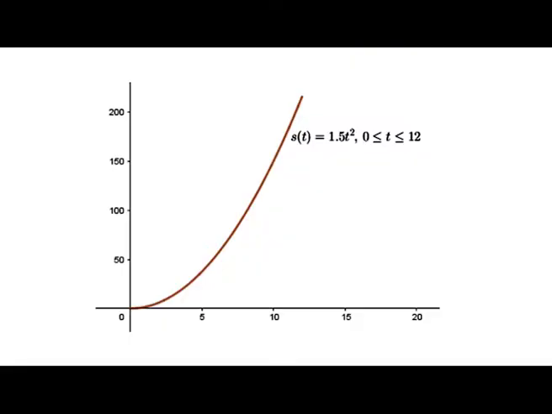Let us consider an example. Suppose a car is driven such that after t seconds, where 0 ≤ t ≤ 12, it is s(t) = 1.5t² meters from its initial position. That is, the distance covered after t seconds is given by s(t) = 1.5t² meters, 0 ≤ t ≤ 12.